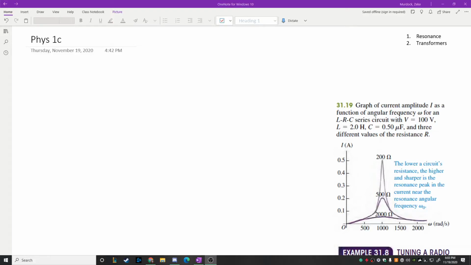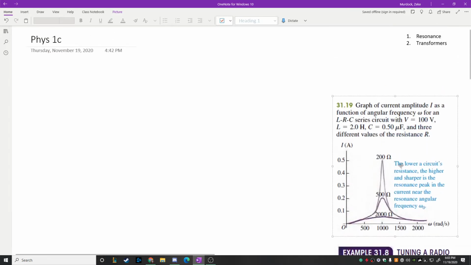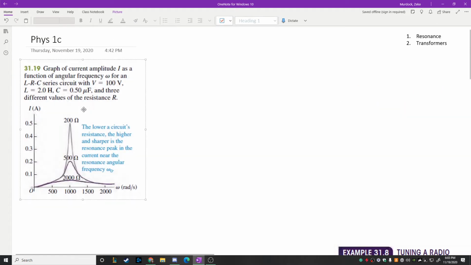Hi, this is Physics 1C for November 19th. Tonight we're going to be talking about resonance and AC circuits, as indicated by this graph right here, and then we're going to talk about transformers, and we're going to do a couple of problems to help you out with your homework a little bit. All right, so let's get started.